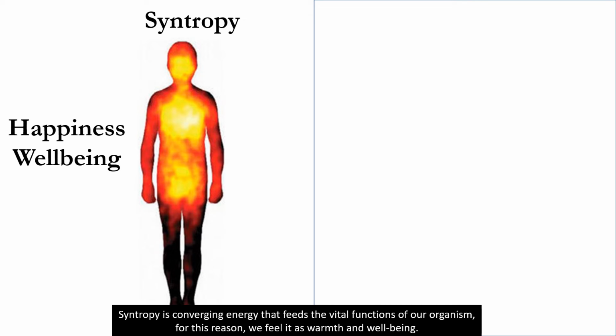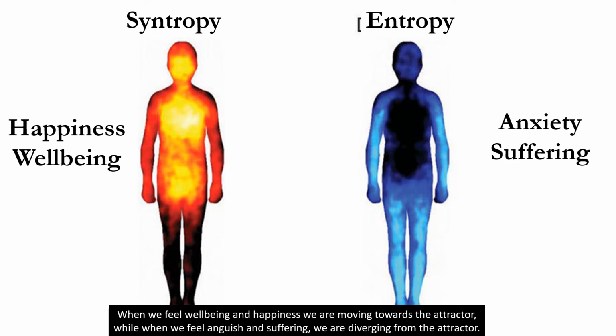Syntropy is converging energy that feeds the vital functions of our organism. For this reason, we feel it as warmth and well-being. On the contrary, we feel entropy as emptiness, cold, suffering, and death, since our vital functions are poorly nourished. When we feel well-being and happiness, we're moving towards the attractor, while when we feel anguish and suffering, we're diverging from the attractor.